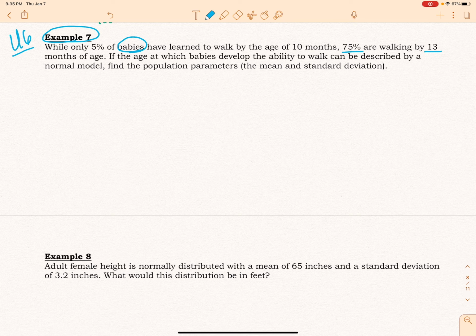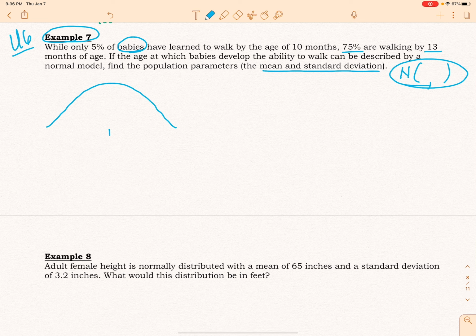This problem is a little different, a little more challenging. In other words, you're finding the mean and standard deviation. You are finding now what goes into the parameters. All right, so let's start by drawing a picture. That will make this a little bit easier.